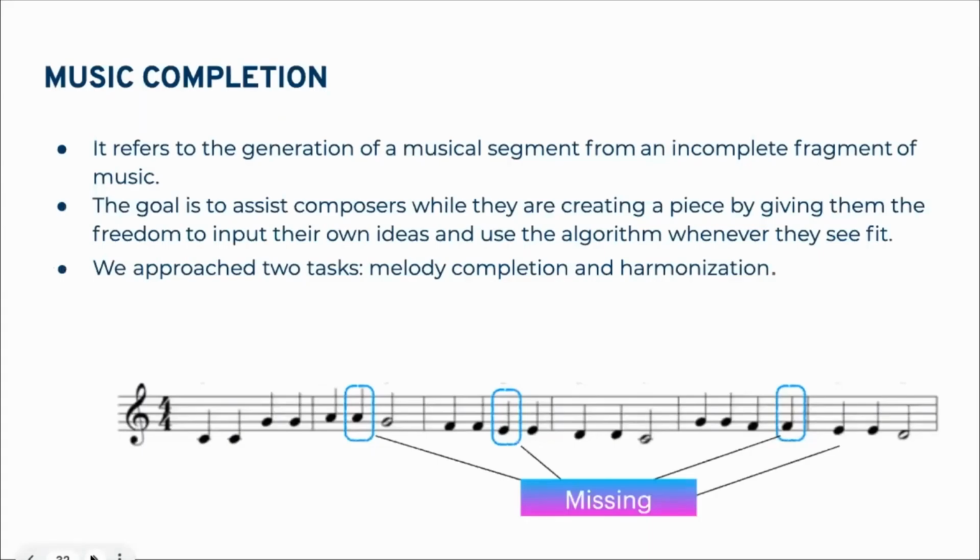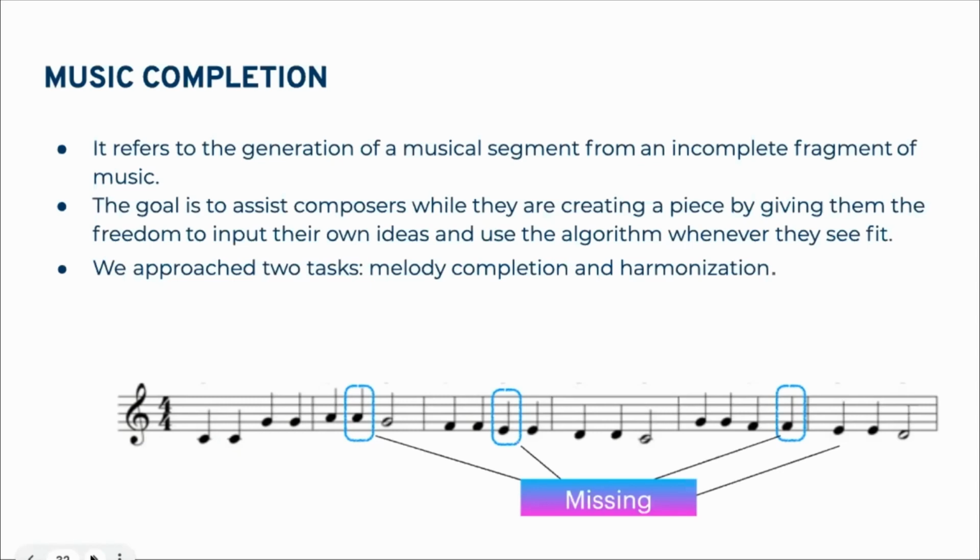Okay, so another goal of ours was to investigate how quantum annealing can help us tackle tasks such as music completion. Music completion is a term that refers to the generation of a musical fragment from an incomplete segment of music. And our goal is not to replace the composer, but rather to assist him or her when creating their pieces by allowing them to use an algorithm that takes into account music conventions and other existing pieces of music. So we can offer suggestions that are aligned with their purposes.